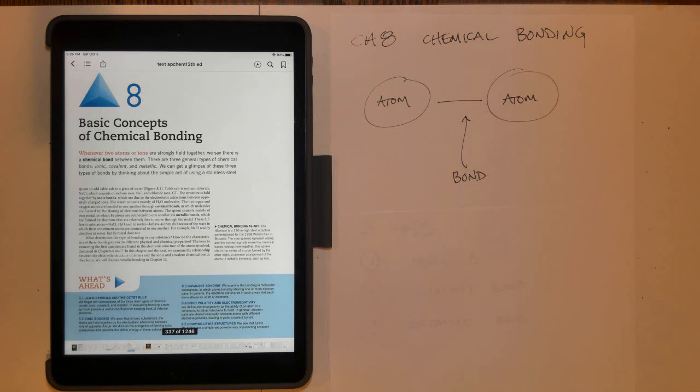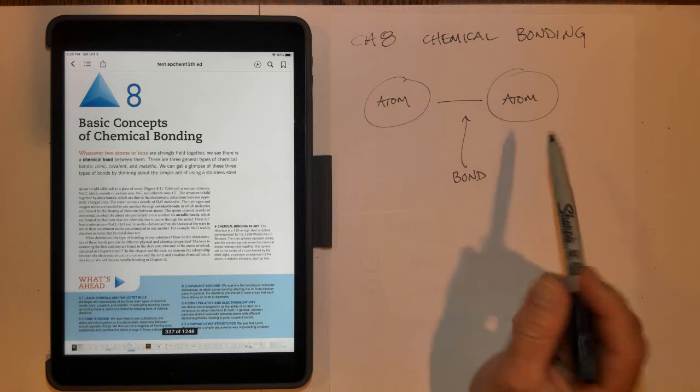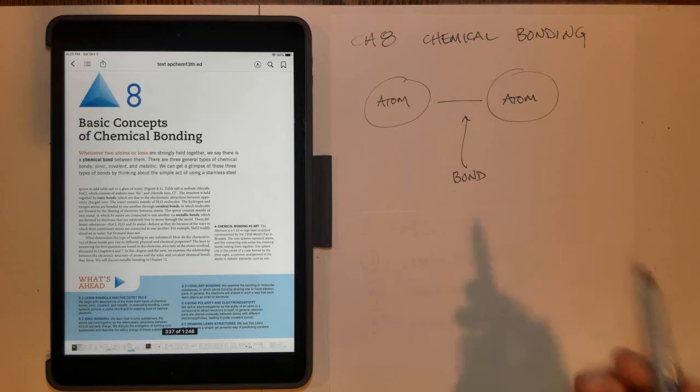Alright, so this is Chapter 8, Chemical Bonding. When two atoms come together and stick together, the portion that makes them stick together is known as a bond. There are three kinds of bonds that we will look at in this chapter.